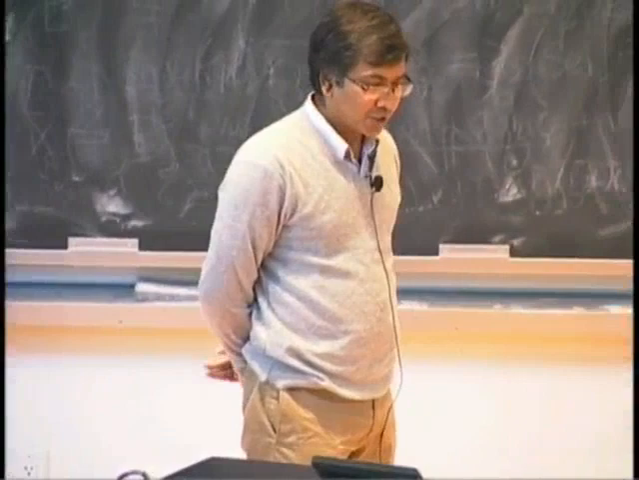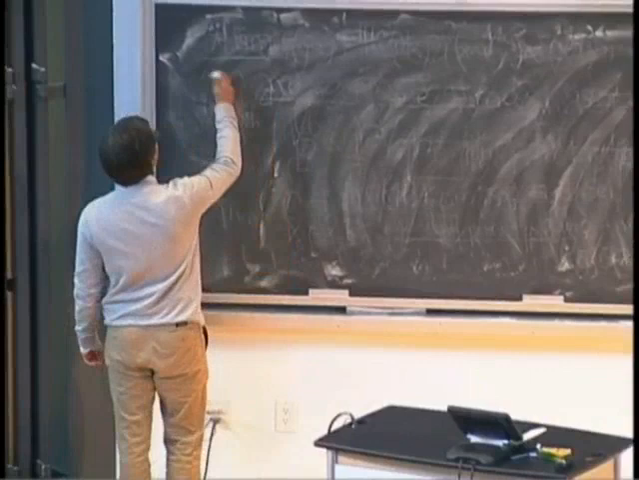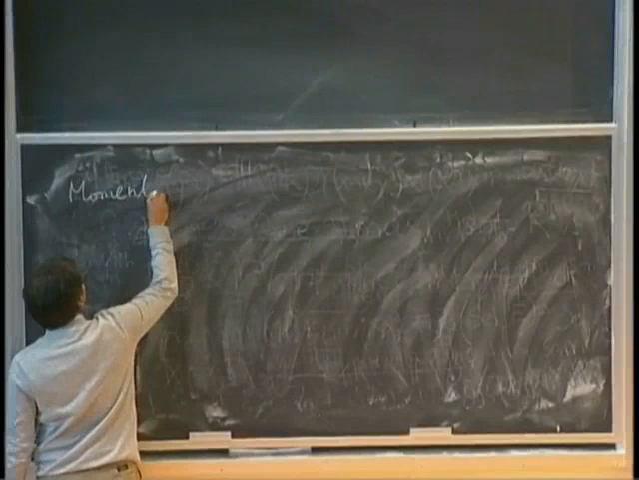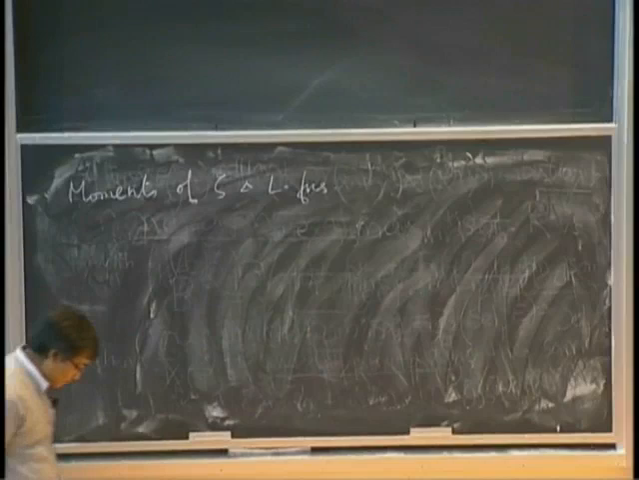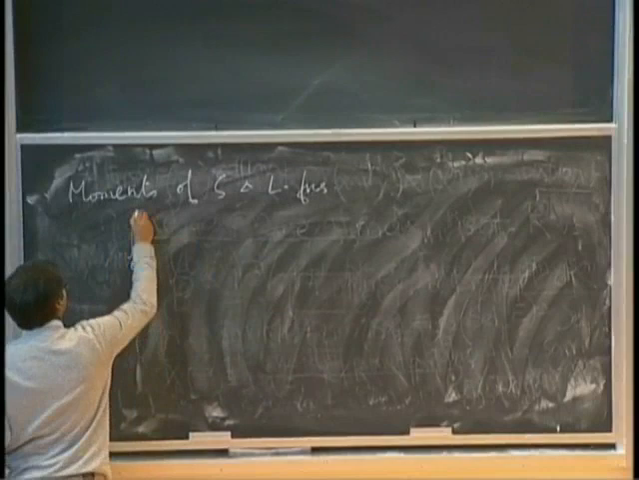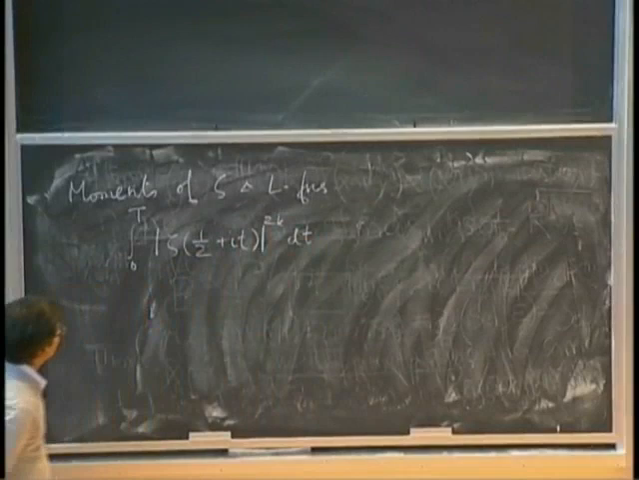There's been a lot of activity on this question in the last 15 years or so, and we've seen a lot of progress. So the main question is to understand moments. For zeta, you might want to understand something like the integral from 0 to T of some power of the zeta function on the half line, where k could be a natural number or some positive real number.